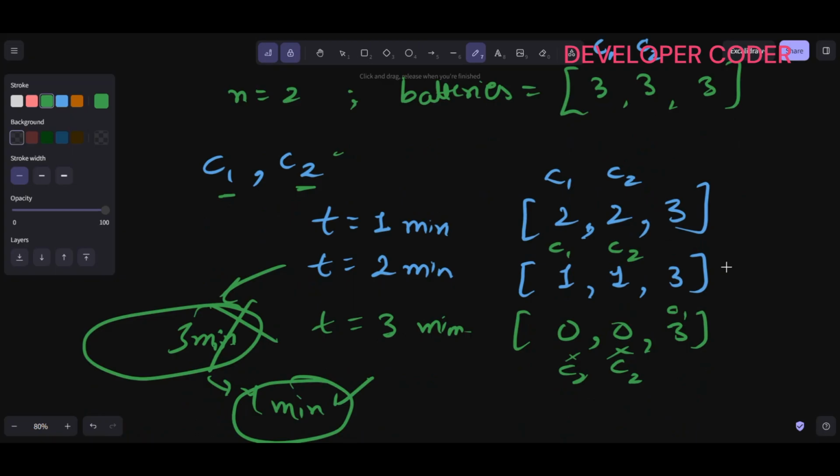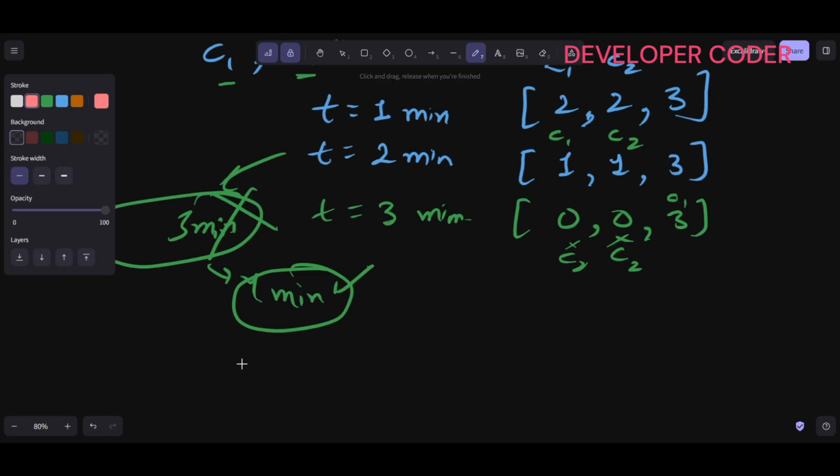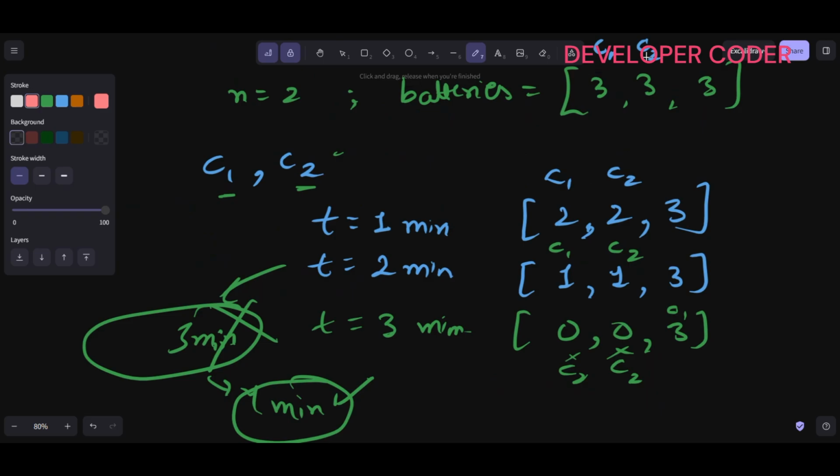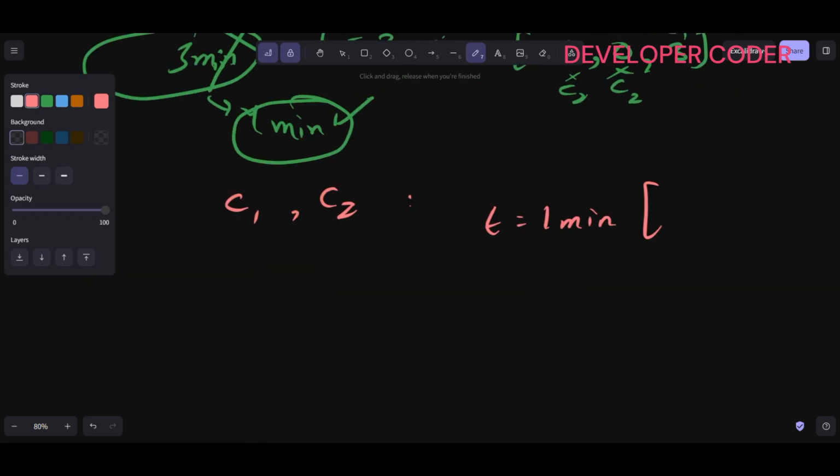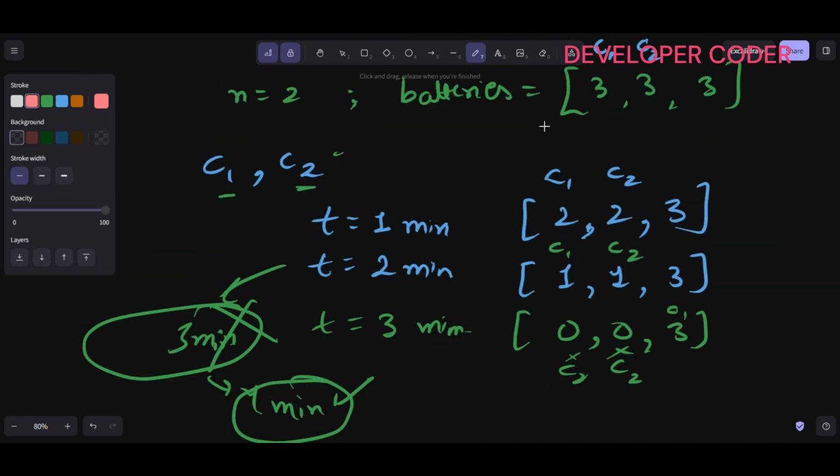So here I have to change a little bit, right? Let me write it again. Now C1 and C2 you have, right? At t is equal to 1 minute, let's say you are using this same C1 and C2 initially. So what I'm going to get is 2 comma 2 comma 3, right? This is the same case as this one.